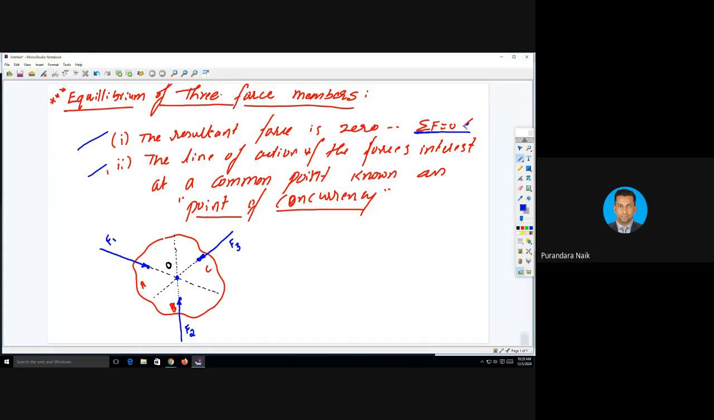By drawing a force polygon. You know the magnitude of all three forces, F1, F2, and F3. If you draw the force polygon of F1, F2, F3, and it is completely closed, then you can say summation of all the forces is equal to 0. If it is not closed, you can say it is not equal to 0. So first thing, draw the force polygon.